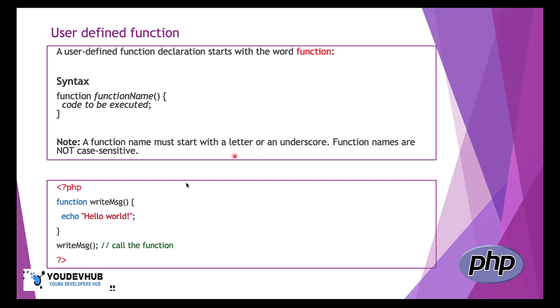Okay, so we have an example of a function like this. We have a function to write a message, and we have the words hello world. So whenever you call this function, the value we have here is going to be written out. Let's go ahead to our text editor and see what that looks like.